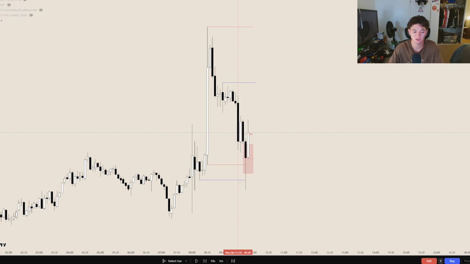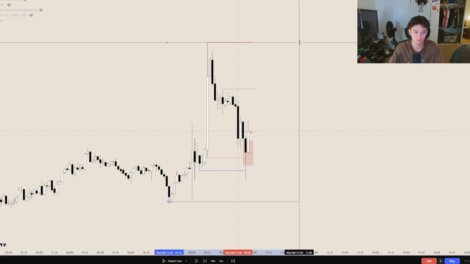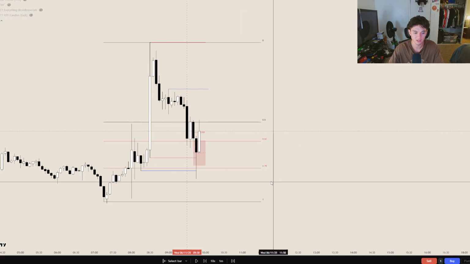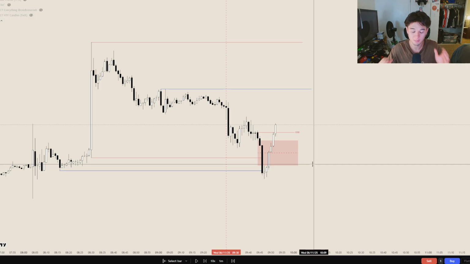And now we've also rebalanced to equilibrium. We're in OTE of this leg. We came down into OTE and we're starting to get displacement up. So in my head, the draw on liquidity is higher.